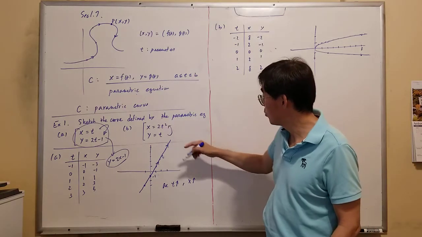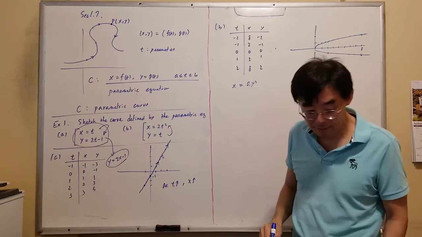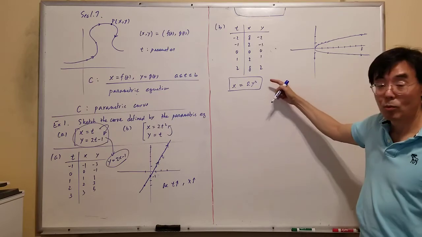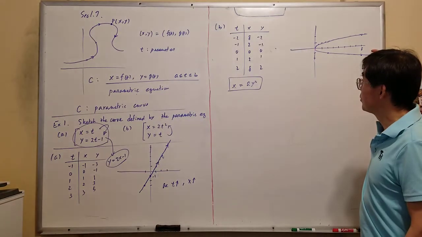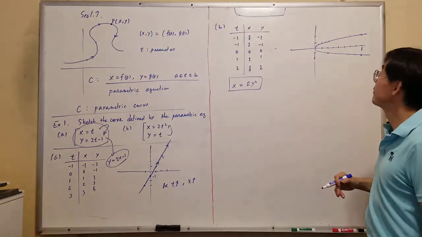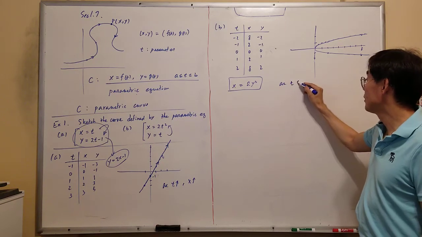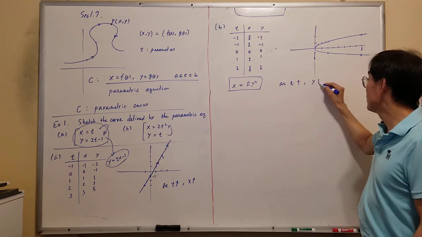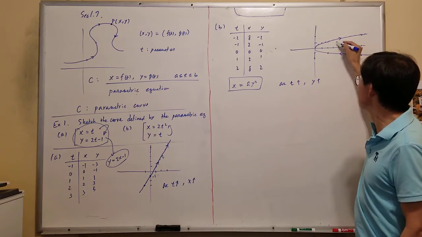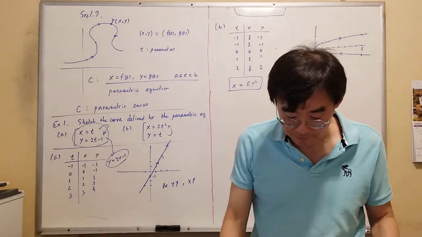Again, we can use substitution. x equals 2y squared. Alright? Hey, this is a parabola indeed, with y equals 0, the x-axis, as your axis of symmetry. Alright? And as t increases, the y coordinate increases. The y coordinate increases, that means we have to go through that direction. Okay? Alright.